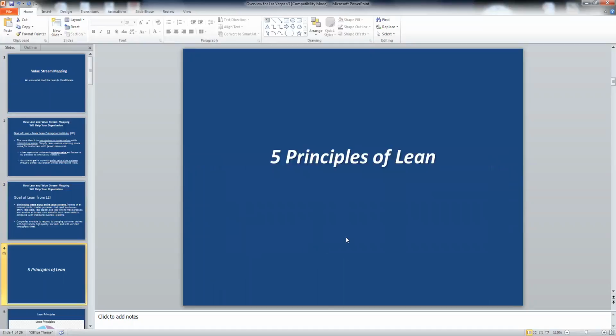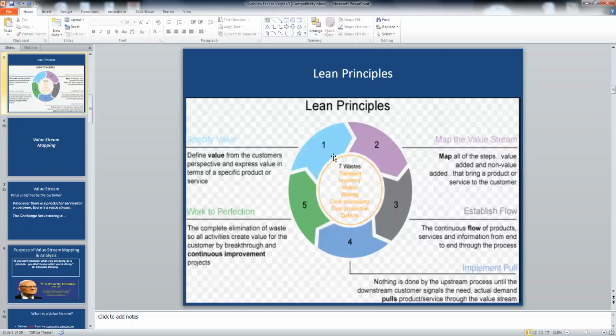Let's start by refreshing our discussion about the 5 principles of Lean. So the 5 principles of Lean start with specifying value from the perspective of the customer. Step 2, and this is what we're going to focus on tonight, is map the value stream. And what that means is map all of the steps, value added and non-value added, that bring the product or service to the customer. In subsequent lessons, we'll talk about how to establish flow, implement pull, work towards perfection, because we never arrive at perfection, and then continue our journey from there.